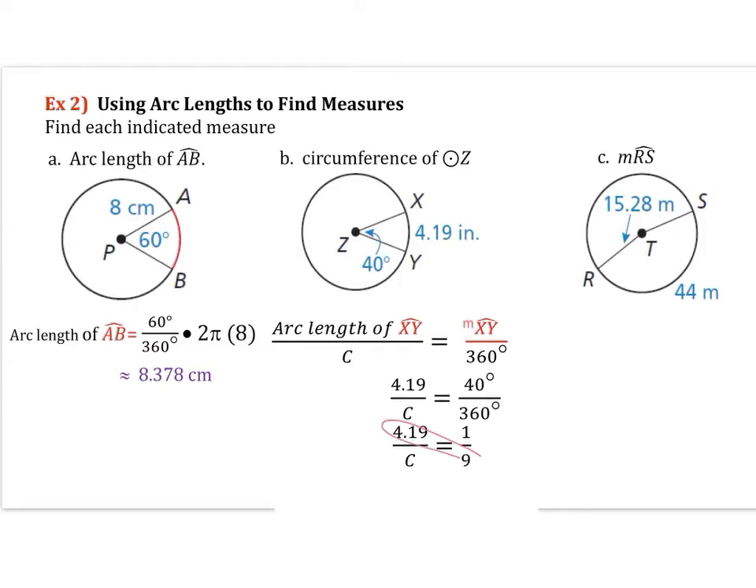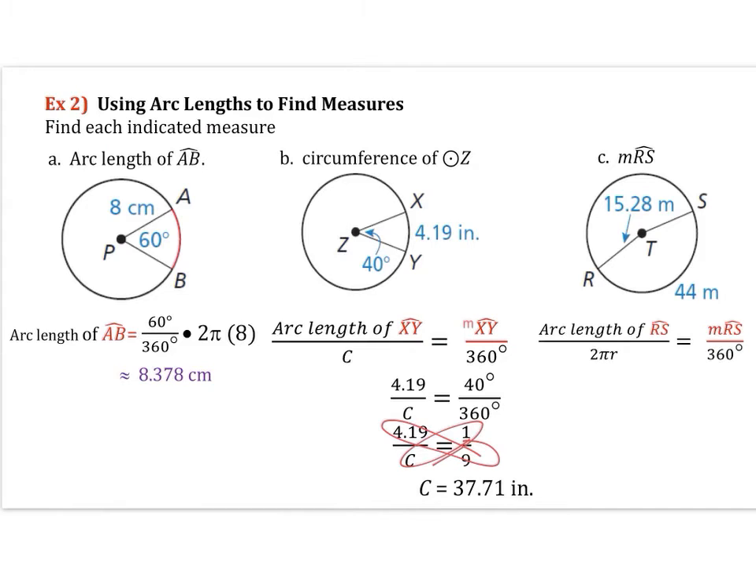Then you can cross multiply, resulting in a circumference of 37.71 inches. All right, our third example, we want the measure of arc RS. Using the same formula, we'll set up the proportion, so arc length of RS divided by 2 pi r equals the measure of arc RS divided by 360.